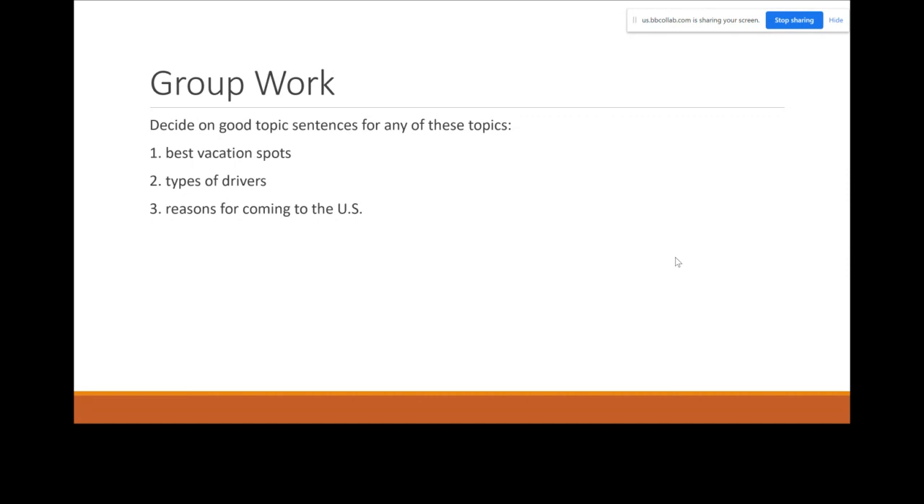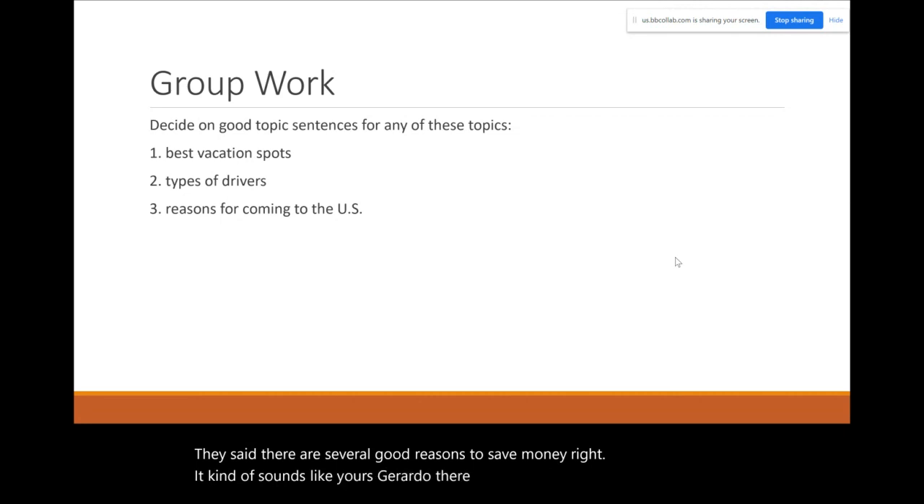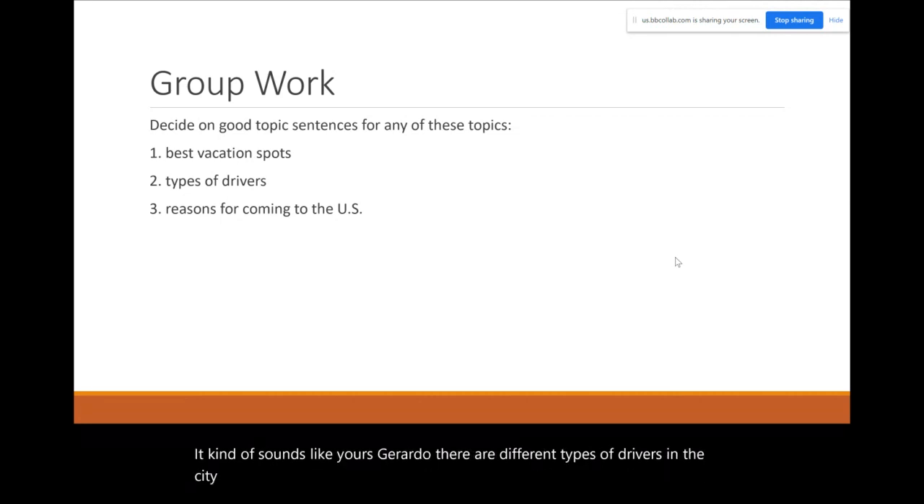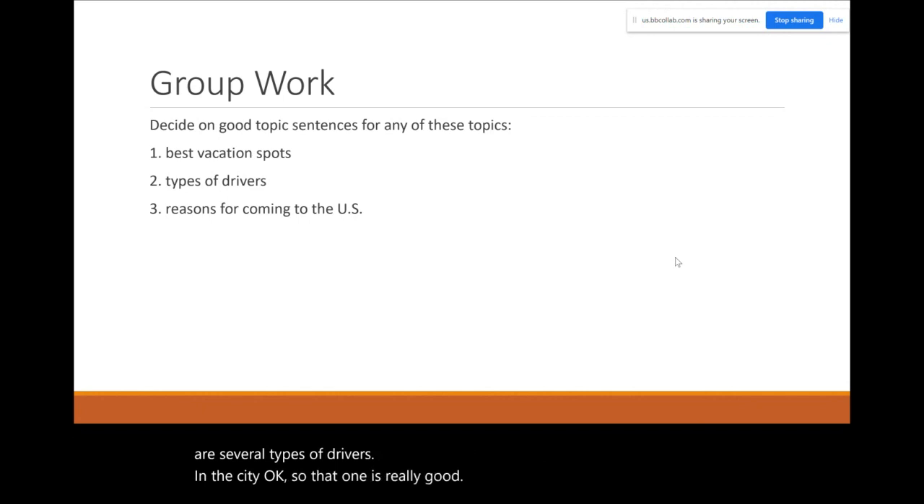Okay, I think that's it. Let me jump in. That one sounds really good. If you look at page 43 in the middle, they said there are several good reasons to save money, right? It kind of sounds like yours, Gerardo. There are different types of drivers in the city. So you could also add a word like there are 3 types of drivers, or there are several types of drivers in the city. Okay, so that one is really good. Very good. Okay. Alan or Sammy, do you want to try one of these?